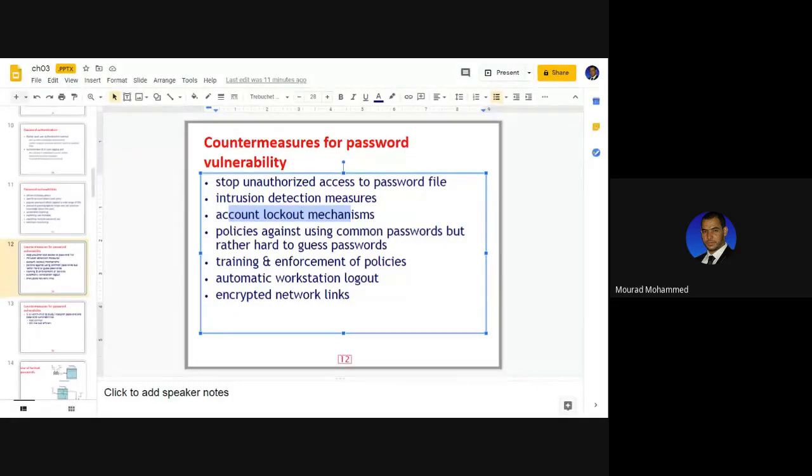Avoid using common passwords. There have to be policies to stop that. It means if you try to register to a system, and during the registration you use, for example, the password ABC123, the system has to reject that. Why? Because it is a very common password. You cannot utilize a common password because it's easy to guess, it's easy to find. So policies have to be set there to avoid the usage of common passwords.